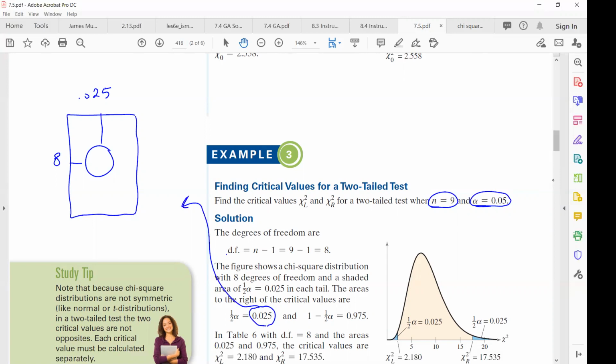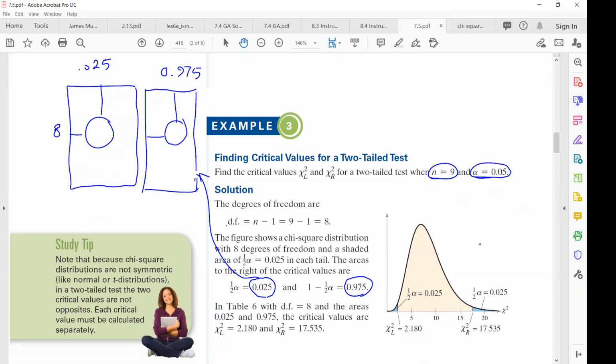Then 1 minus alpha over 2, which is 0.975. Find the intersection between 8 and 0.975. So you're going to find two critical values because you have a two-tailed graph. We expect to get two different critical values. Very well, let us take a look at the table.